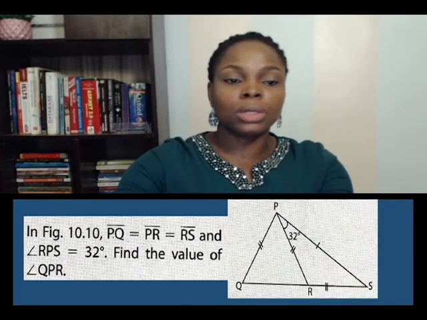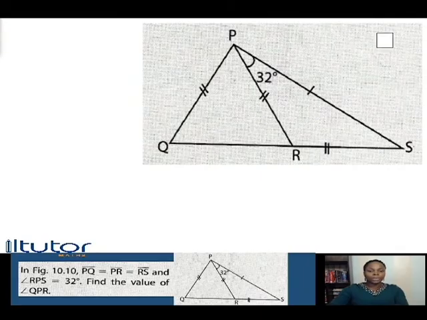Okay, so let's take a look at the diagram. Line PQ is equal to line PR, which is also equal to line RS. And we're told to find angle QPR. So the angle is located at P. This is the angle we're looking for.